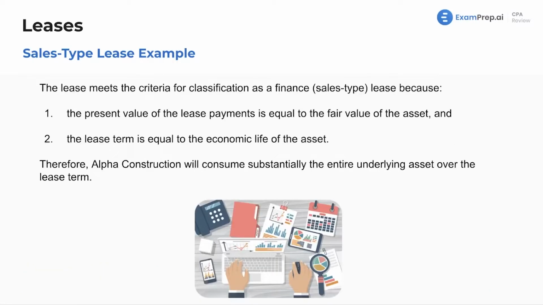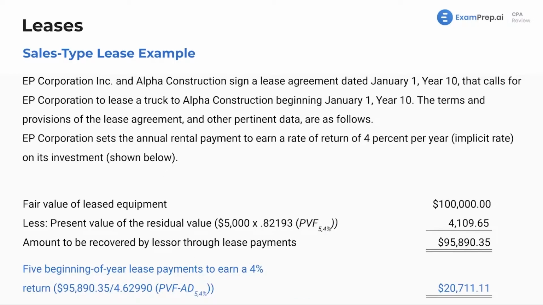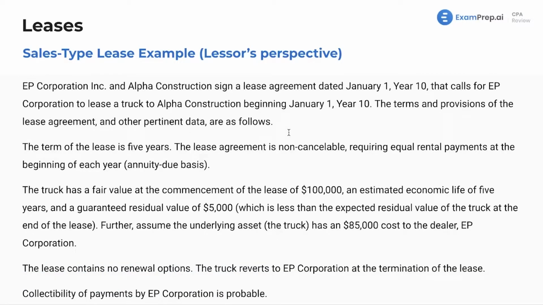And I guess we could jump here. So the lease meets the criteria for the classification as a finance or sales type lease because the present value of the lease payments is equal to the fair value of the asset. And that's what we were determining up there. The lease term is equal to the economic life of the asset. So right here, how long is the period? Well, it looks like the economic life is 5 years, and the lease term is 5 years. We have 5 years and 5 years. So that's where that criteria is met.